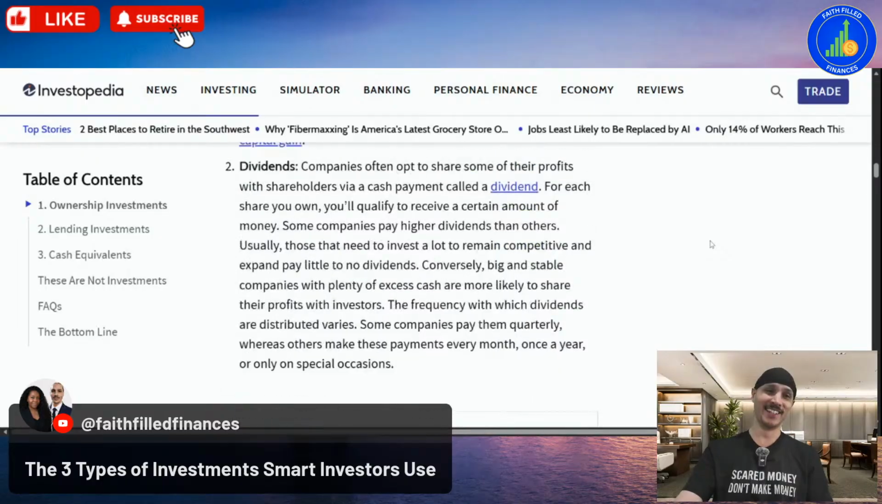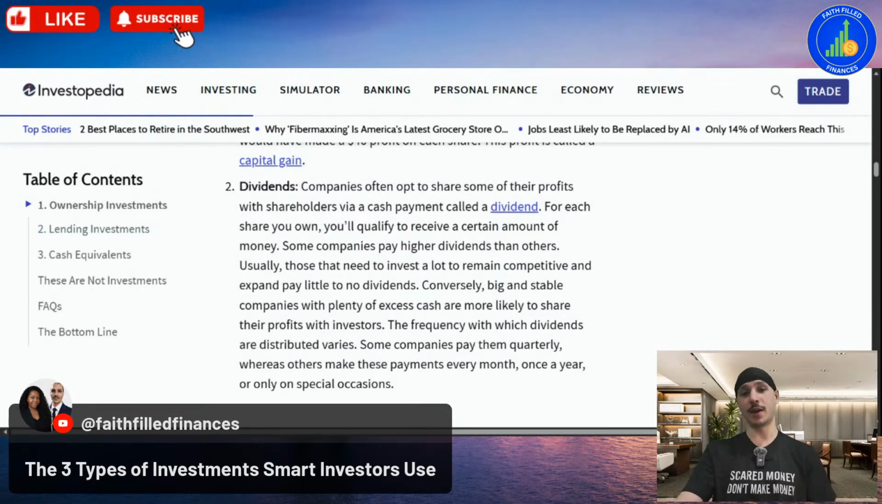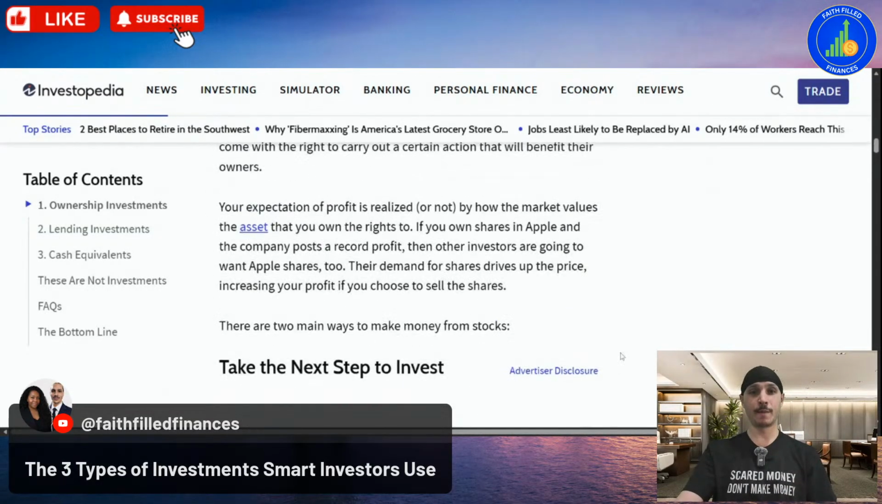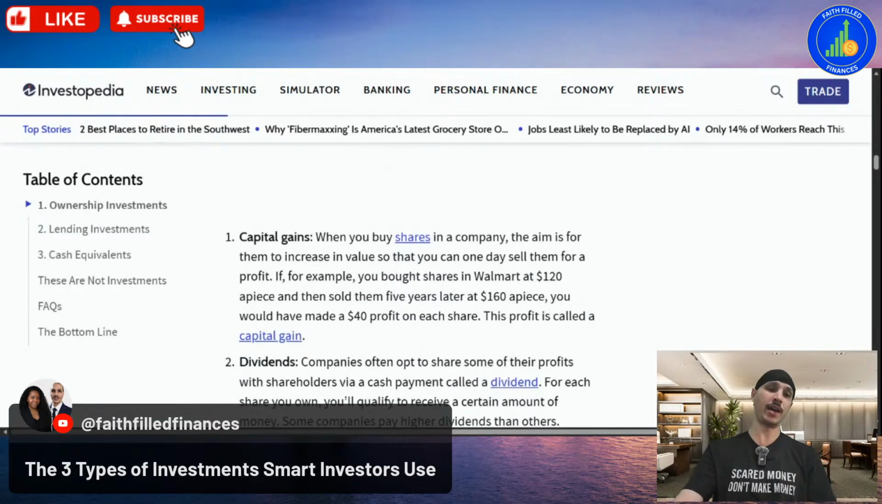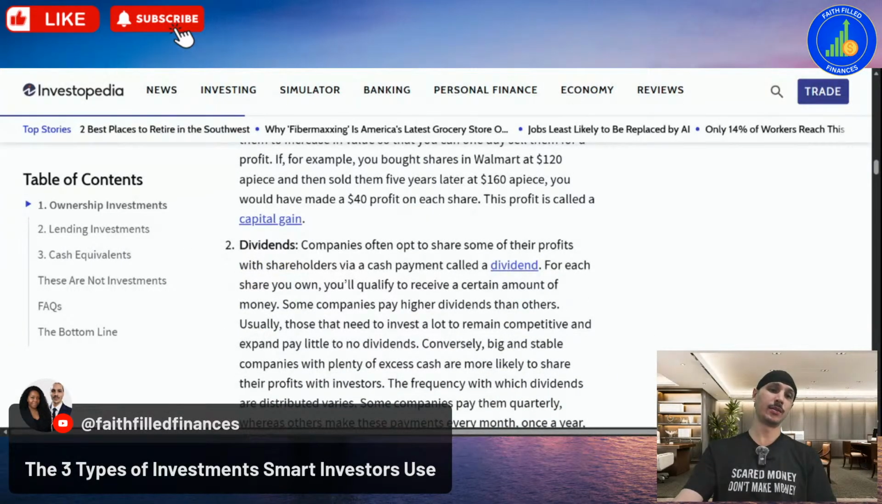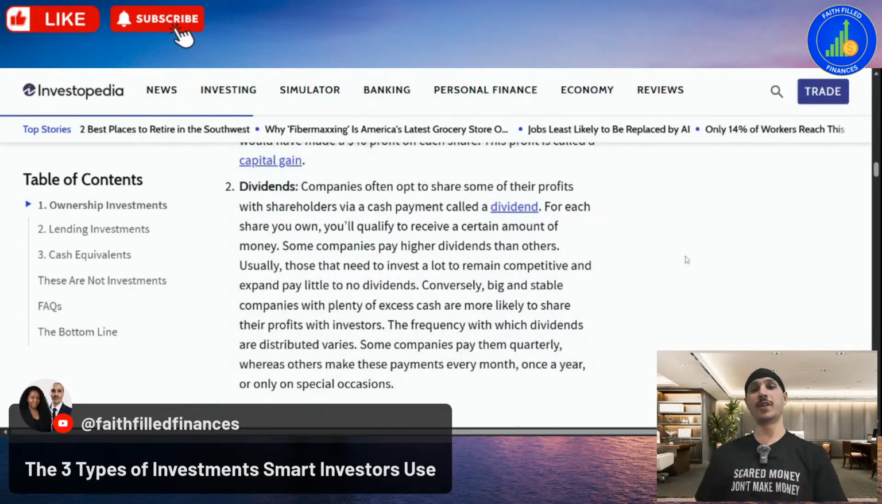Let's go. Dividends. Dividends is the second way. The second main way to make money from stocks. The first main way is capital gains. The second main one is dividends. Companies often opt to share some of their profits with shareholders via a cash payment called a dividend.